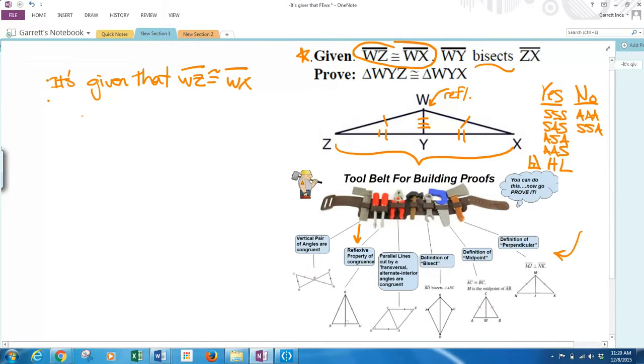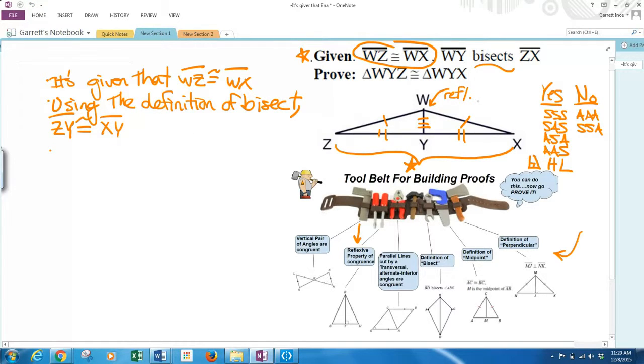Next, remember we relied on the word bisect to help us out. So that's a definition that we used. So let's go ahead and state that using the definition of bisect, and now you want to reference what that allowed us to do, and that was this piece right here: the definition of the word bisect allowed us to conclude that side ZY is congruent to side XY.